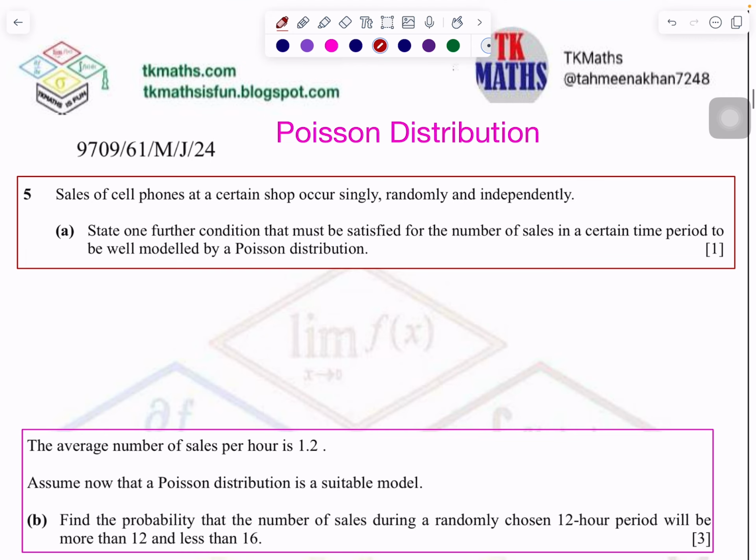In today's video, we will solve a question on Poisson distribution. It is taken from June 24, variant 6.1.